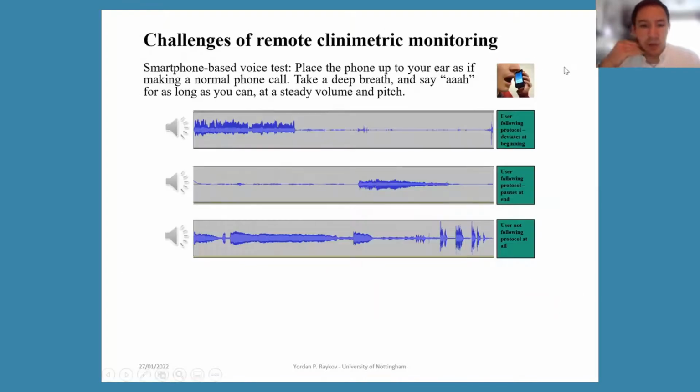Now, I brought in a couple of examples just to show you how bad this can be. It's the easiest to see in the voice test. So here people were asked to do a 20-second phonation, but this is how 3 example tests from real-life homes actually sound.